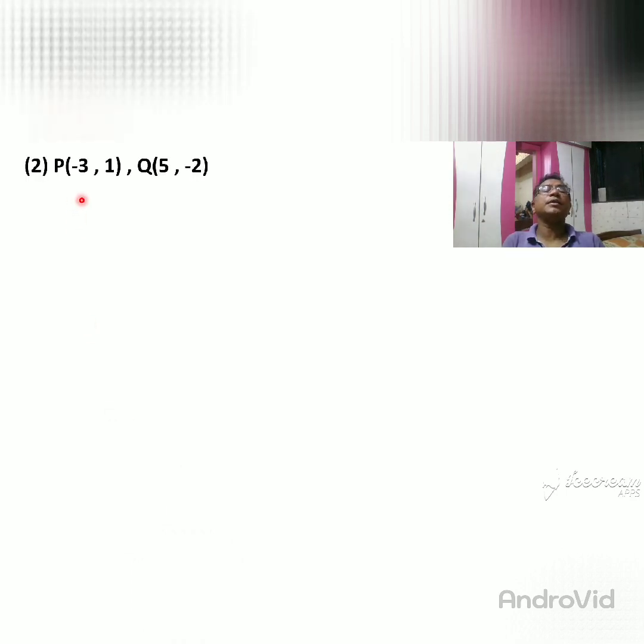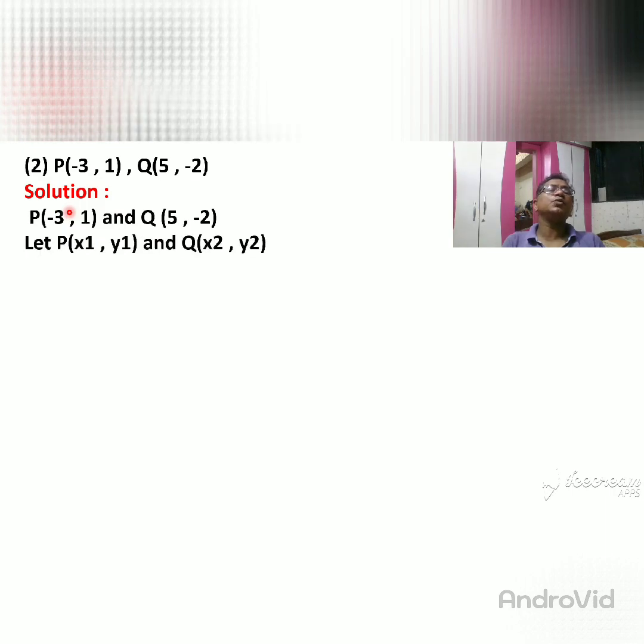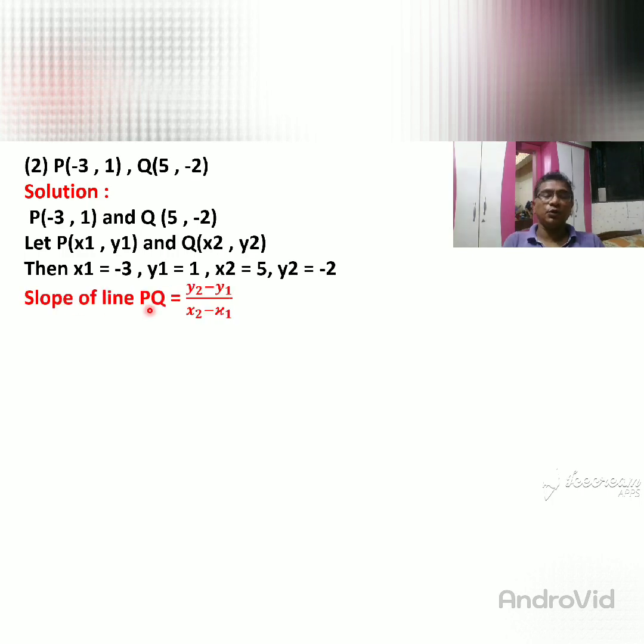Then problem number two. The coordinates of P are minus 3, 1 and the coordinates of Q are 5, minus 2. So x1 is minus 3, y1 is 1, x2 is 5, y2 is minus 2. We write the values in this way. Then we find the slope of PQ. Slope of line PQ is equal to y2 minus y1 divided by x2 minus x1.